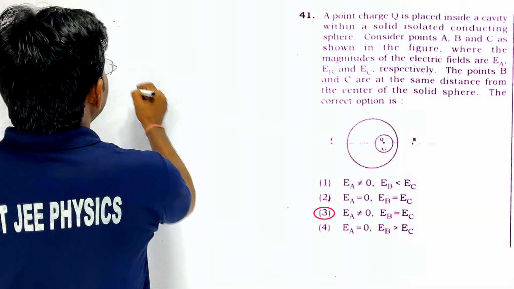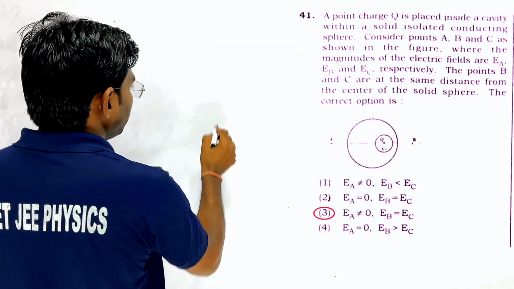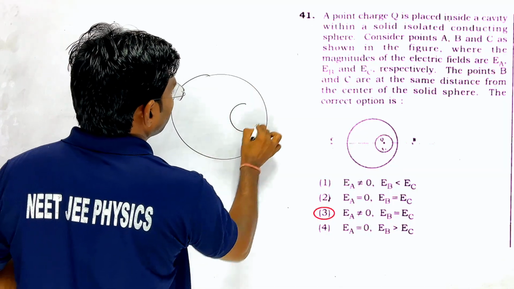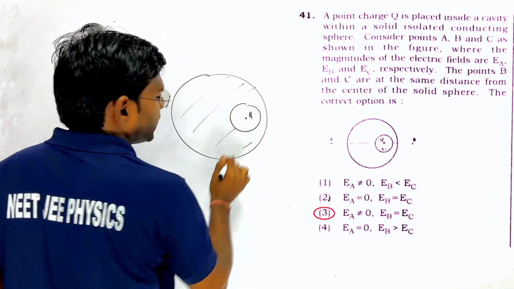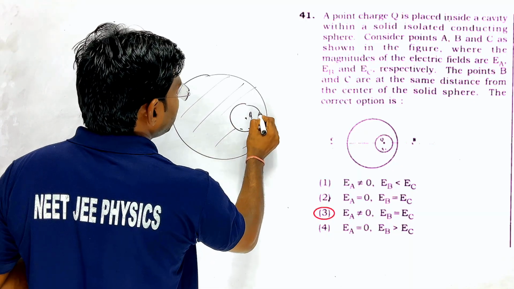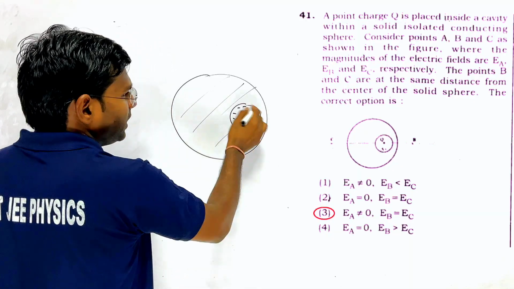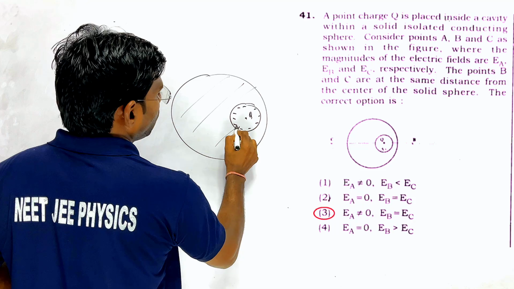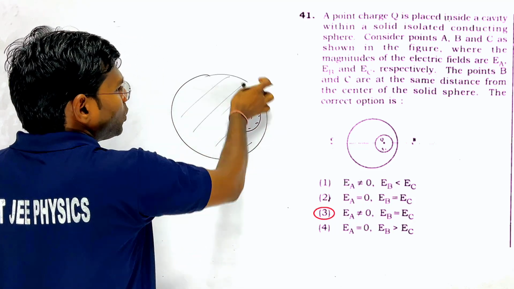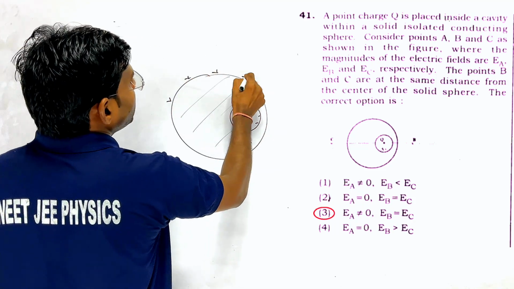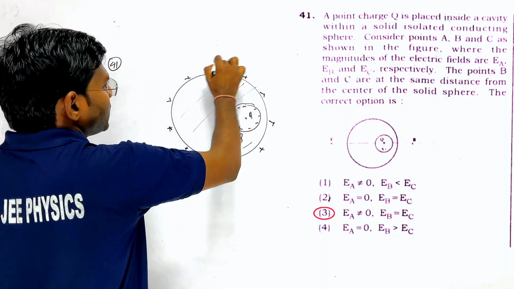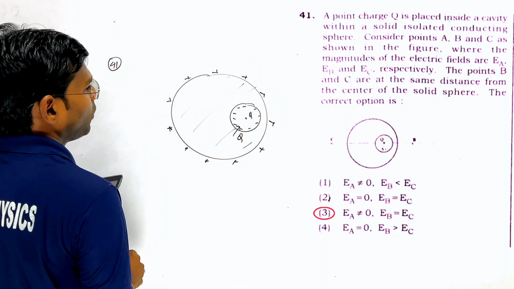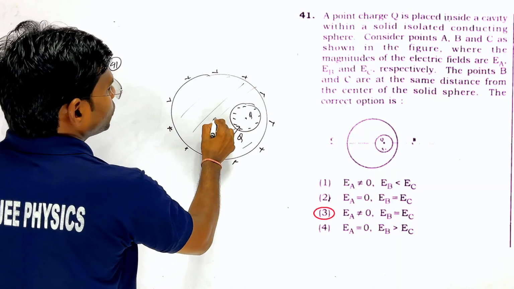Copy this. So read question number 41. It is also a very good question based on the properties of the conductor. This is the cavity in the conductor. Here the charge Q is present. Because of the induction, the minus charge will come over the inner surface. If you know the property of the conductor, and because this conductor is neutral, on the outer surface, because the radius is uniform, the charge will be uniformly distributed.